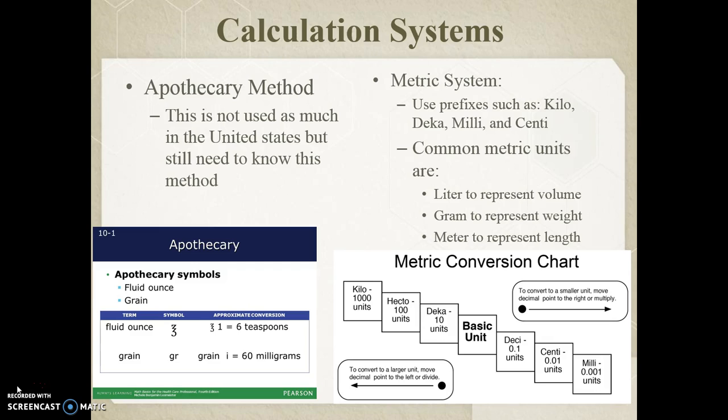In the metric system, dosages are written as decimal numbers first, then the unit of measurement. So for example, we have something like 25 milligrams. The number decimal is first, and then we have the unit behind it.